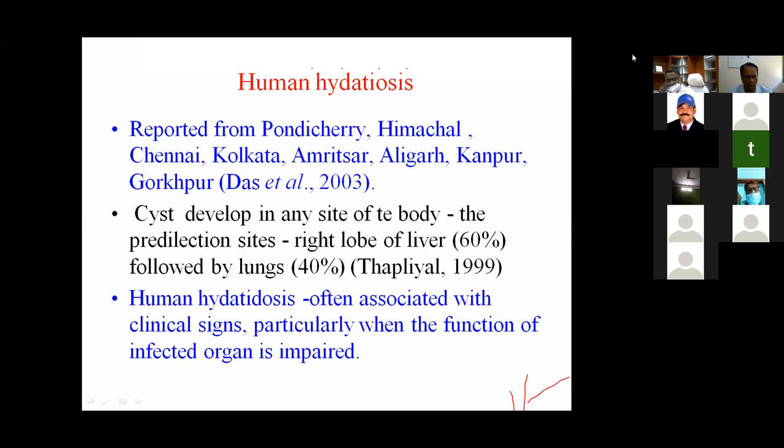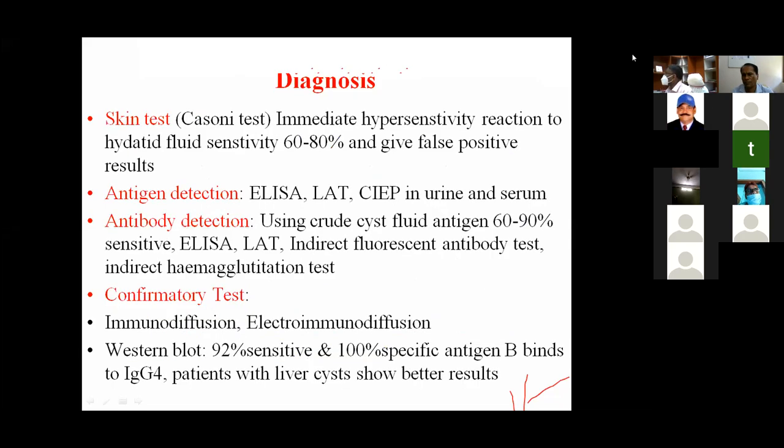Cysts develop in any site of the body. The predilection site in human beings is the right lobe of the liver, where 60% of cases are observed, followed by lungs, 40%. This I have taken from Tapliyal, although similar data is available on the WHO site also. Human hydatidosis is often associated with clinical signs, particularly when the function of the infected organ is impaired.